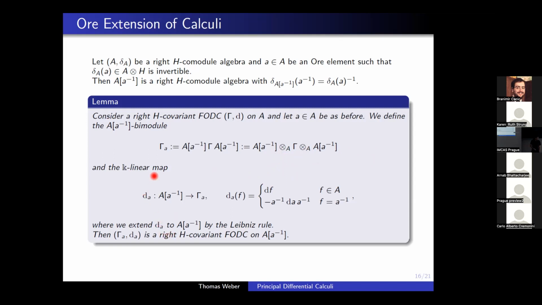The differential here is given like this. You take the usual differential if you take functions on A, but if you take a minus one, you take this kind of strange formula here, but this is just needed to make the Leibniz rule work. So if you write it down, this is exactly forcing the Leibniz rule for these inverse functions. And you can prove this gives you a first order differential calculus on the Ore extension. And if you have a coaction, everything is fine, and you are getting a right H-covariant first order differential calculus.